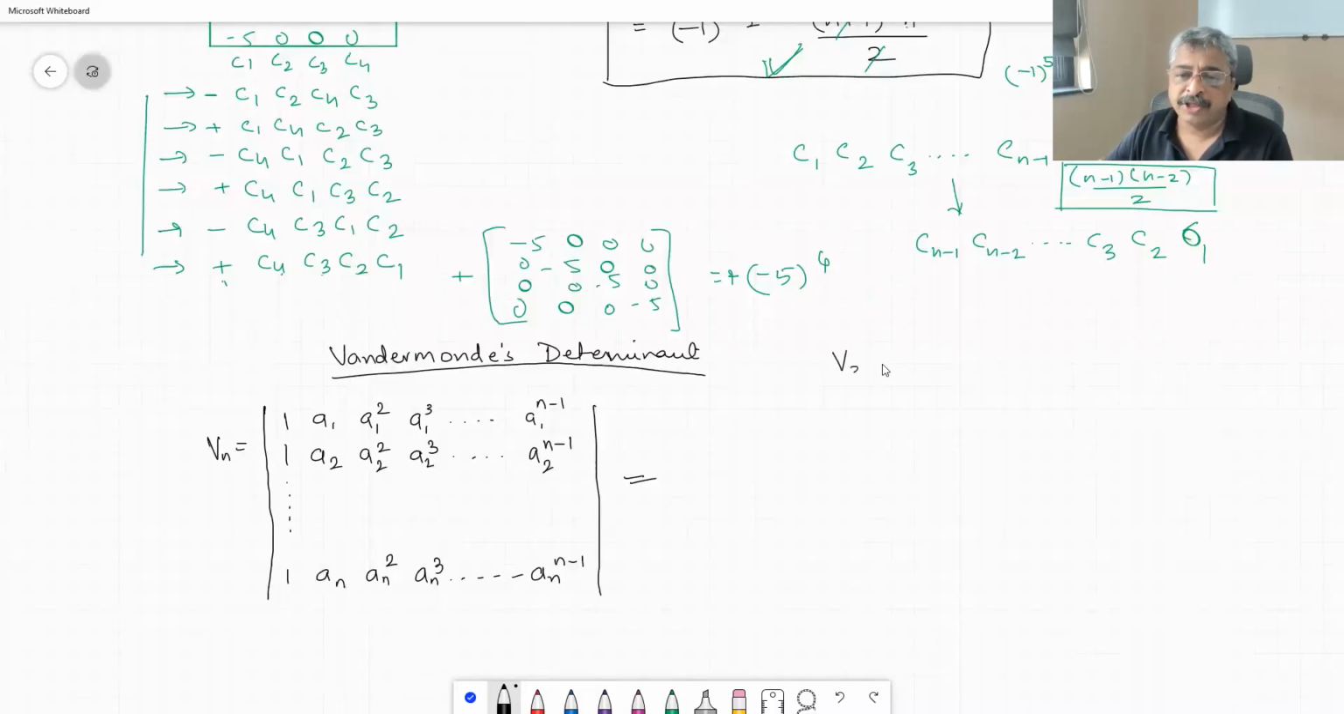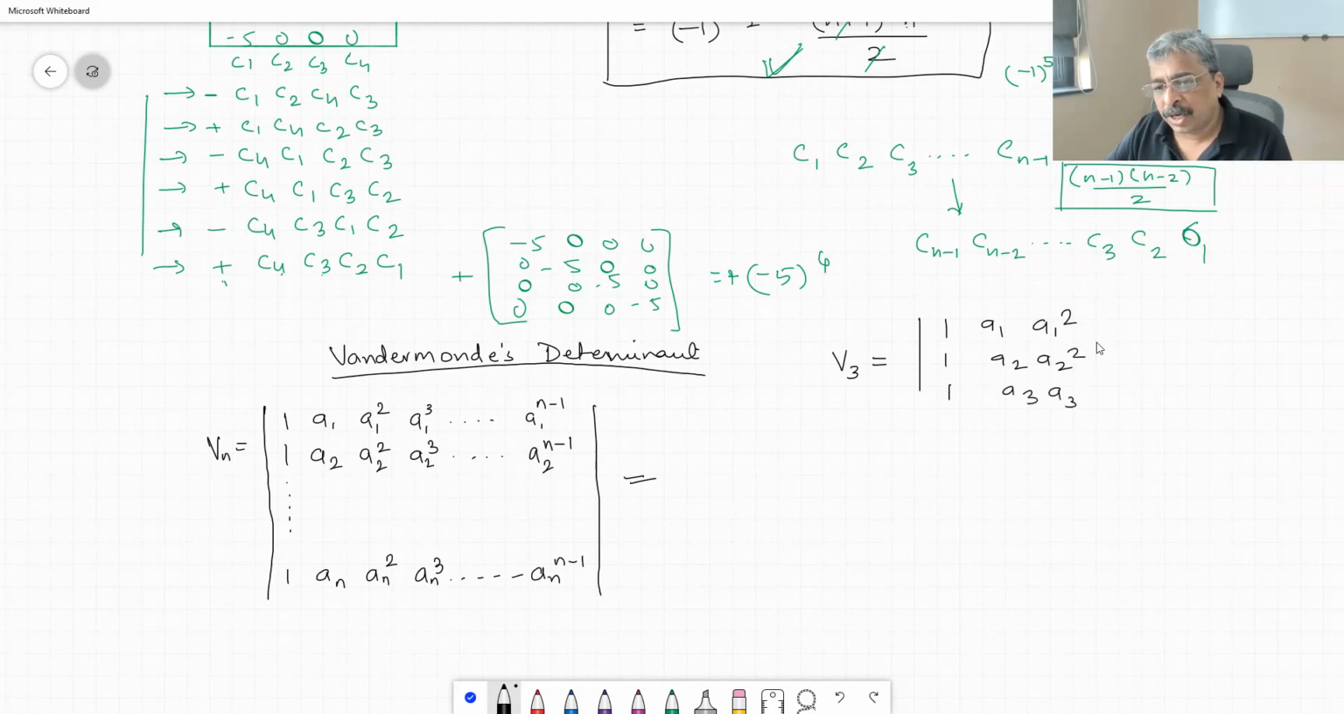Let us take V3: 1 A1 A1 square, 1 A2 A2 square, 1 A3 A3 square. We should try to get as many zeros as we can. Therefore, multiplying the first column by A3, we subtract it from the second. We are not touching the first column. Multiplied by A3, we get A1 minus A3, A2 minus A3, 0.